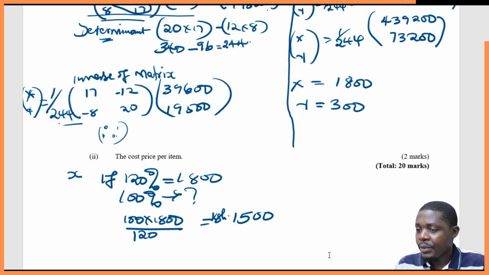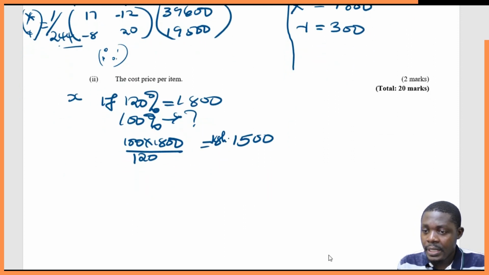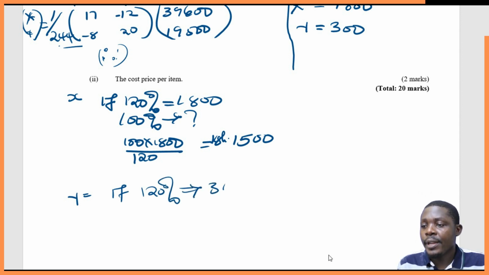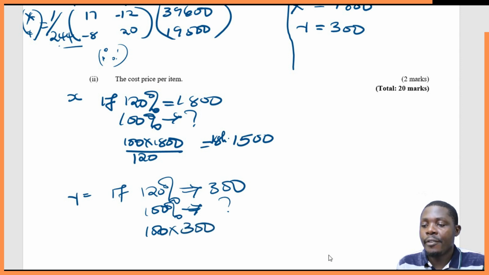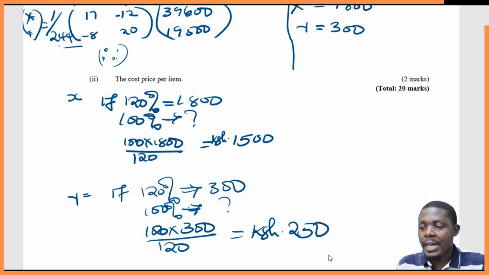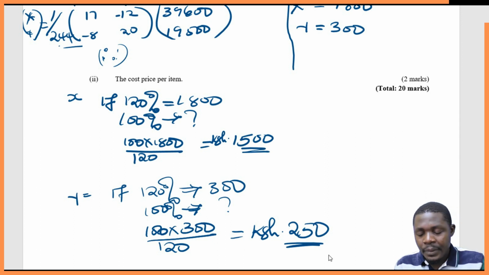And then what about a cup? We can just do the same. For y, if 120% was 300, what about 100%? What will it be? We are multiplying 100 by 300 over 120. Meaning one cup was Kenya shillings 250. That is the cost price of those items.